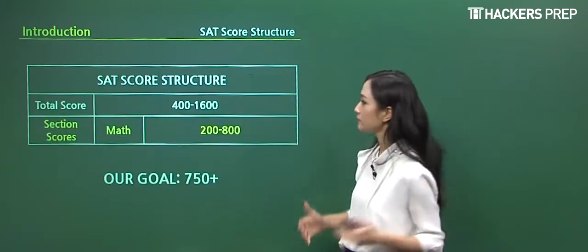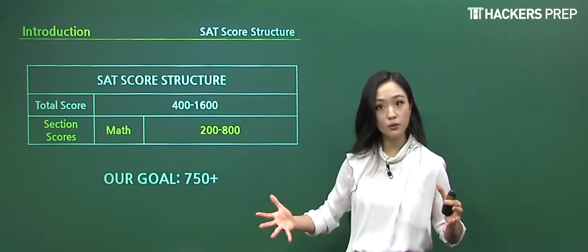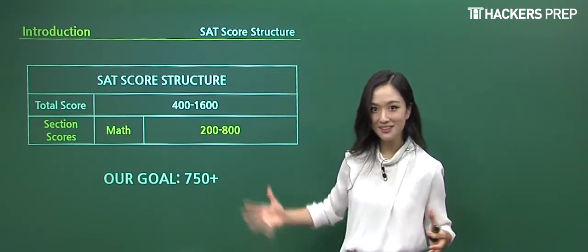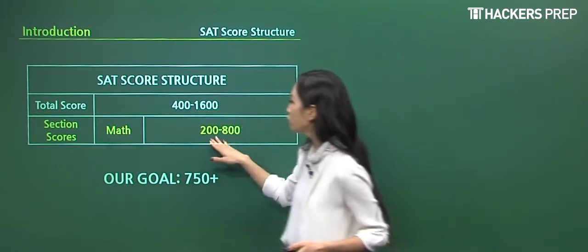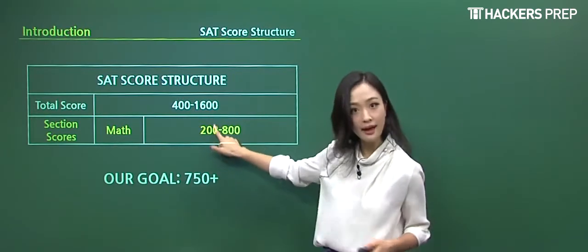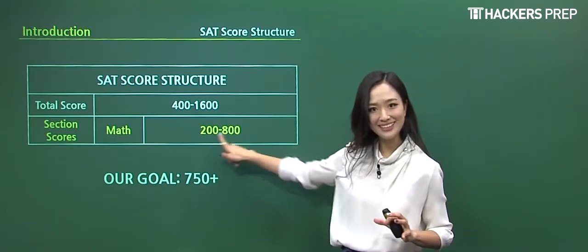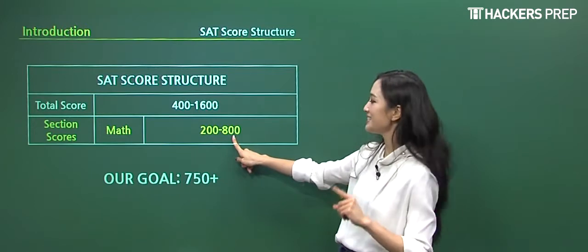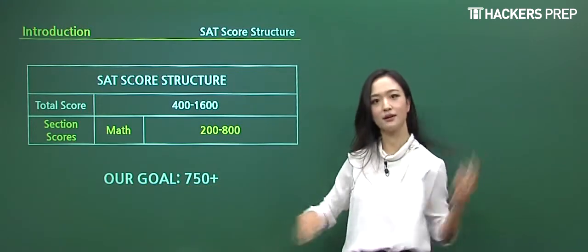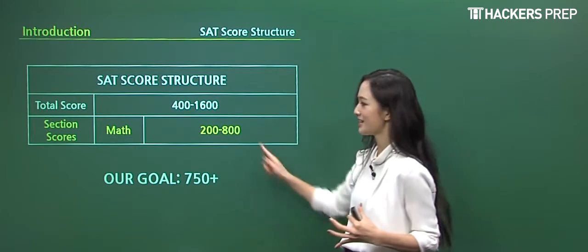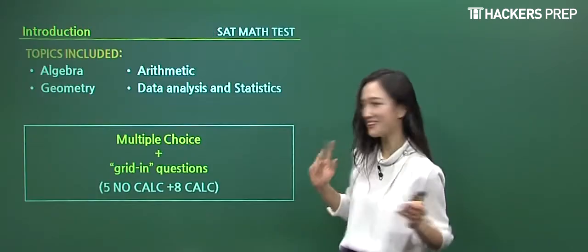So we can see that it does involve a little bit more complicated concepts and calculations. Looking at the score structure, the total score for the SAT itself is a maximum of 1,600, and the math portion comprises half of that. So the scale range is lowest 200 and the highest, the perfect score, is 800. Through our course, our goal is going to be above the 750 range and more of the perfect score. We can do it together, okay?